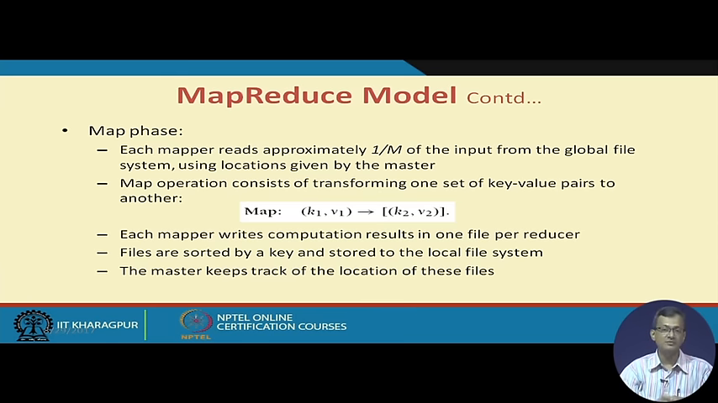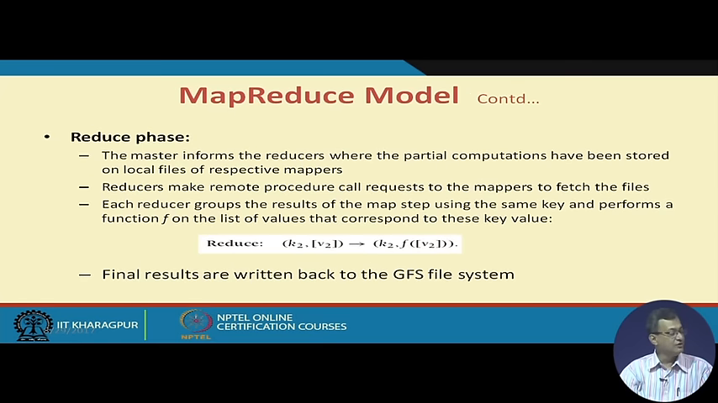The master has the tracking of the things. In the reduce phase, the master informs the reducer where the partial computation, which the mapper has done for the whole process, has been stored on the local file system of the respective mappers. So, if there are m mappers, for the respective mappers where the files are stored for that particular reducer, the reducer makes a remote procedure call, requesting the mapper to fetch the files.